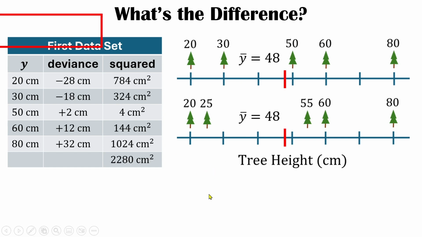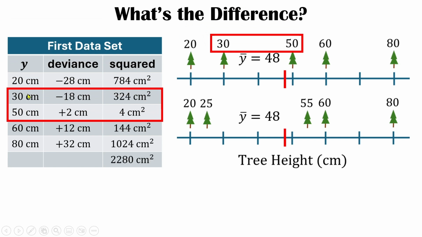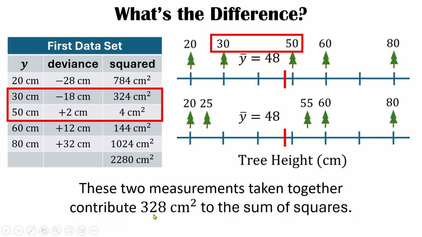So in the first data set, looking at the 30 and the 50, we'd look at the deviances, we look at the squared deviances. These two data points contribute 328 centimeters squared to the total sum of squares, right? 328 is just 324 plus 4. What we're going to see is that when we look at data set B, these two data points contribute more to the total sum of squares.